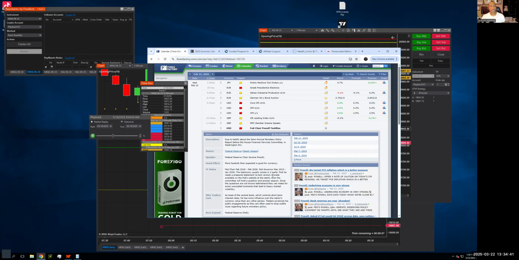So that's Powell. Even if you were in another country, you would pay attention to Powell speaking, because England trades NASDAQ, Japan, all over the world trades this. That's why it's open 23 hours a day. But yeah, they tell you right there.